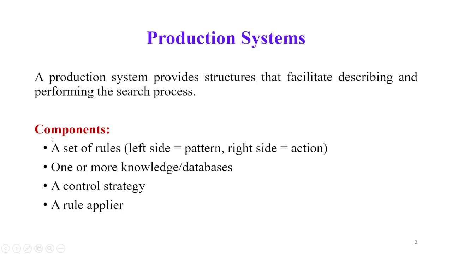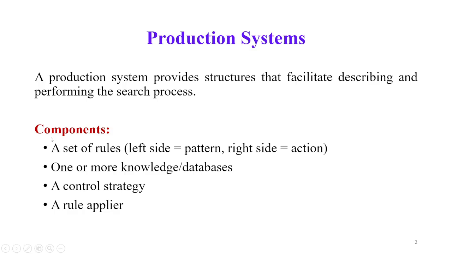The second component is one or more knowledge databases. This is where the information about the problem is stored. The database might hold both permanent background knowledge, things that are always true, and temporary problem specific data that changes as the AI works through a particular task.